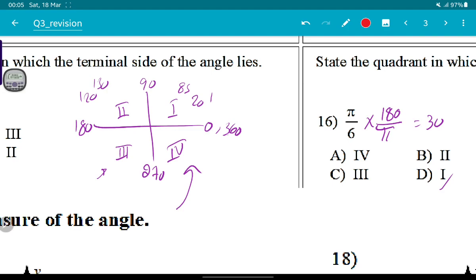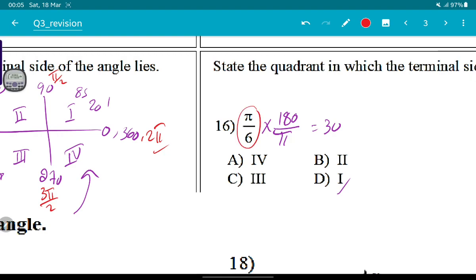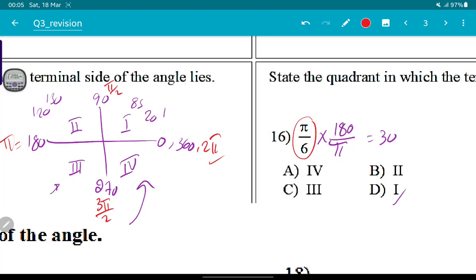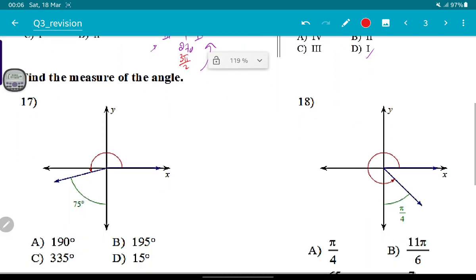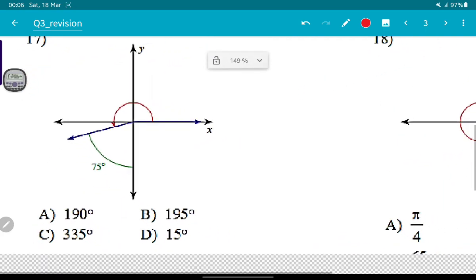Or you can notice that 0 or 360 is 2 pi, so 180 equals pi, and each 90 is pi over 2. This is pi over 2, this is pi, and this is 3 pi over 2, like 1.5 pi, and this is 2 pi. Pi over 6 is less than pi over 2, so it means it's in the first quadrant. It's up to you to convert it to degrees to make it easier, or to use the circle in radian mode.